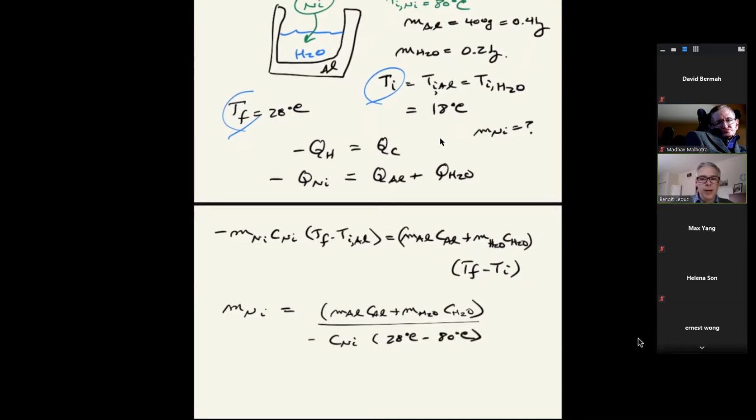Of course you're going to have a negative sign here, but that's going to cancel with the negative sign right here. And here it goes from 18 degrees to 28 degrees, so 10 degrees. That's all you isolate. And I put on the website the specific heat capacity of nickel. Is that okay, Alina? Are you good?